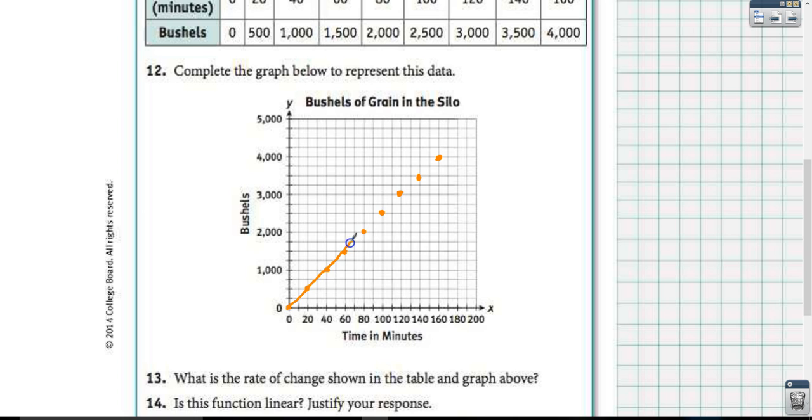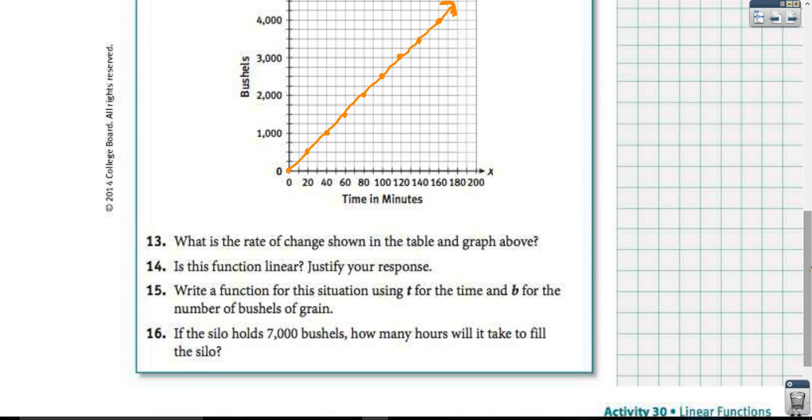Then we're going to connect those dots, giving us a nice line. We can see that this is linear because we had our line there. It wants to know what is the rate of change. The rate of change is going to be 500 bushels. That's our label. Every 20 minutes. It is linear because it has a slope.